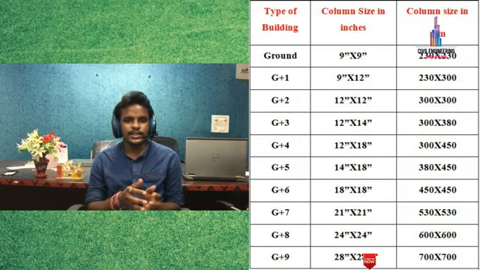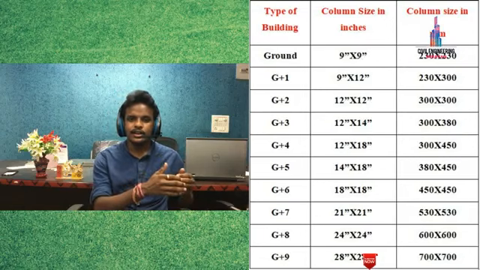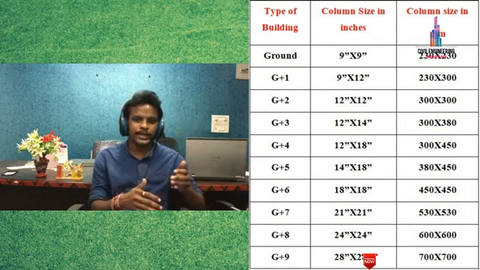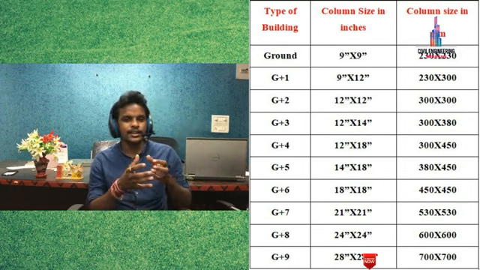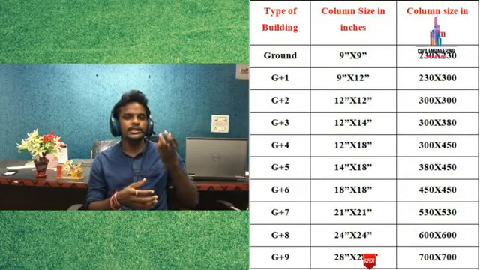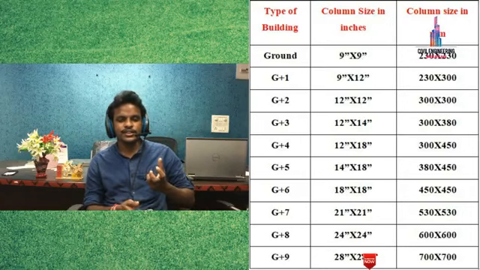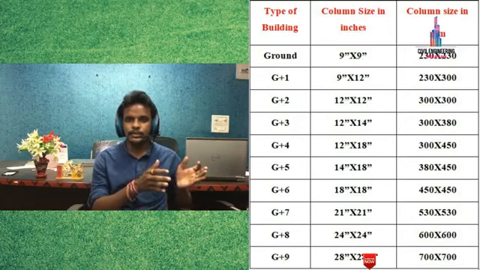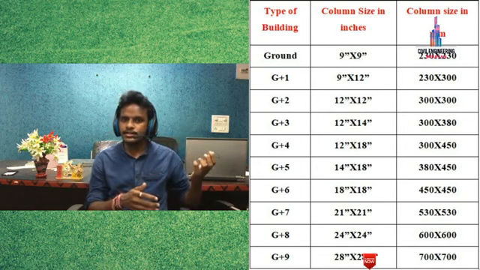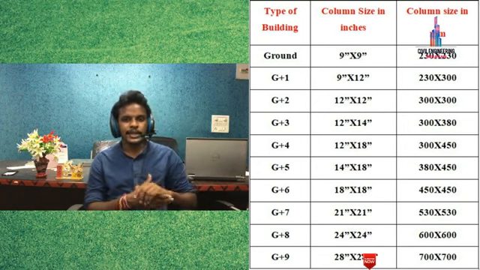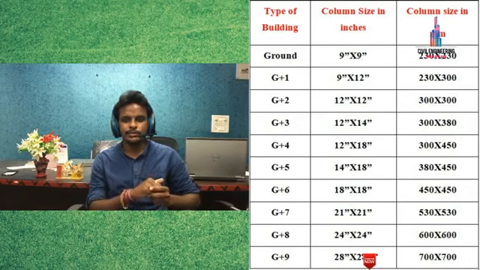If you want to construct this G plus 3 building like a G plus 2 story building with a penthouse, we need to consider a minimum size of 12 inches cross 14 inches at the ground story, and for the first story and second story we need to consider 12 inches cross 12 inches. This is only an optional part from an economic point of view. For the penthouse, we need to concentrate on 9 inches cross 9 inches. So this is the explanation for the G plus 3 building.